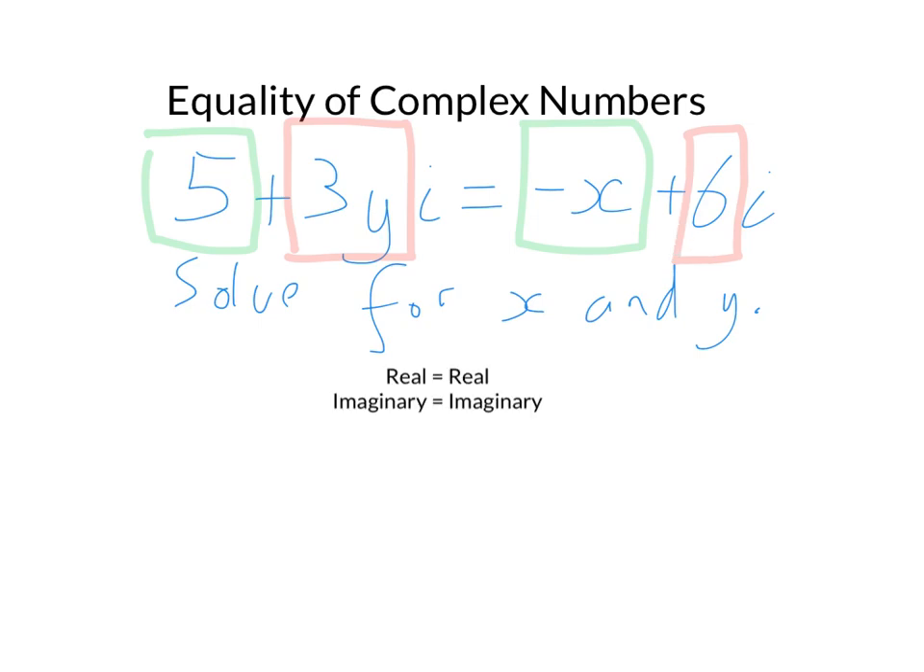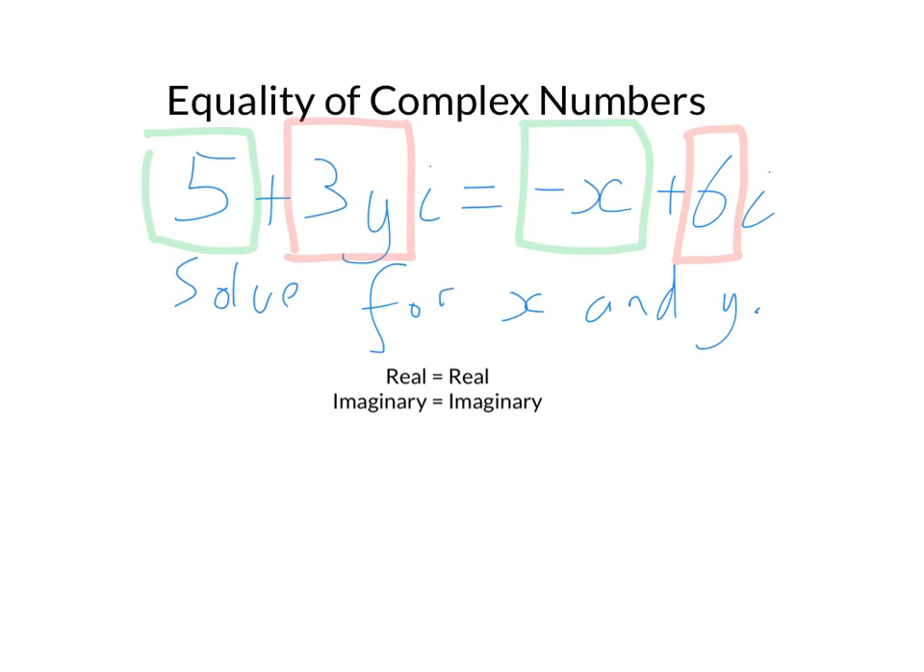So it's important to take a note of that and remember that the real part on the left hand side is going to equal the real part on the right hand side. The imaginary part on the left hand side is going to equal the imaginary part on the right hand side. Again, up above here, I've just highlighted the real parts in green on each side and the imaginary part in red on each side.